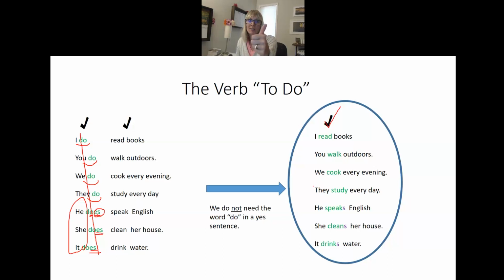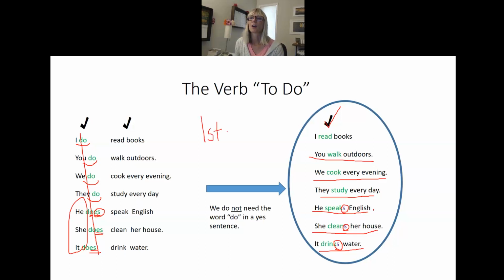I read books. Yes, I do. You walk outdoors. Yes, you do. We cook every evening. Yes. They study every day. Yes. He speaks English. Yes. She cleans her house. It drinks water. Now you'll see the S is here. Okay?